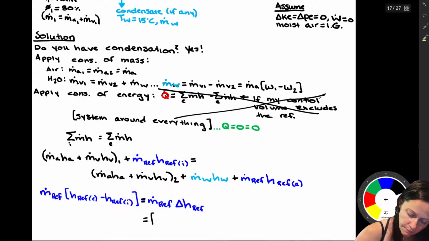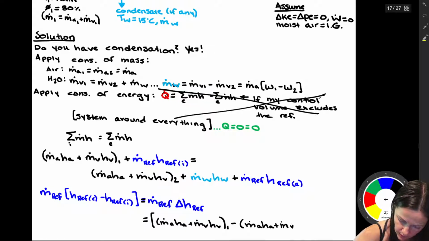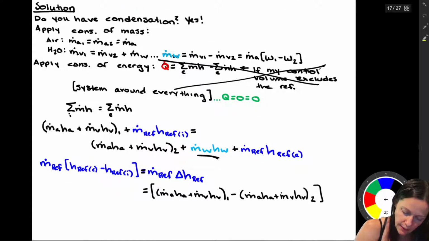So I've got m dot A HA plus m dot V HV, all coming in, that's at 1, minus m dot A HA plus m dot V HV at 2. I'm just moving things around. And then of course I've got this guy right here, the m dot W.